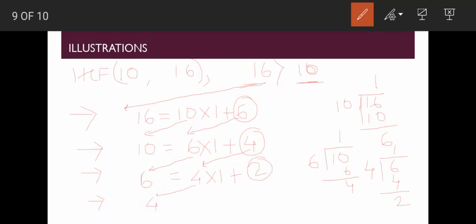4 will be taking this place. 4 is equal to, this non-zero remainder will be taking the place of divisor. And when I divide 4 by 2, I get 2 as the quotient plus remainder 0. Since this is the step where I got 0 remainder, the divisor of this step will be acting as the HCF of these two given numbers. So in this case, HCF is equal to 2. And that is how we can find out the HCF of two numbers by using Euclid's division algorithm.